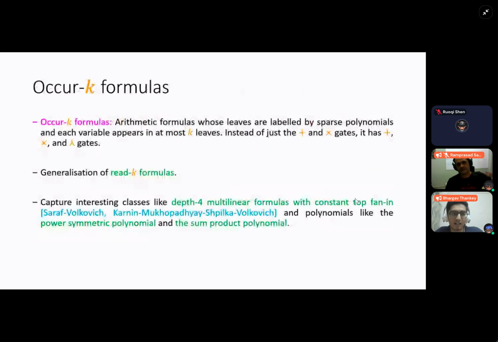Our third and fourth results are about occur-k formulas. So let me define what these are. An arithmetic formula is said to be occur-k if its leaves are labeled by sparse polynomials and every variable appears in at most k of these leaves. Also, instead of just the usual sum and product gates, an occur-k formula can also have power gates. So an occur-k formula is a natural generalization of a read-k formula, and it captures several interesting circuit classes like depth 4 multilinear formulas with constant top fan-in, a model that has been studied intensely in the literature, and polynomials like the power symmetric and the sum product polynomials.